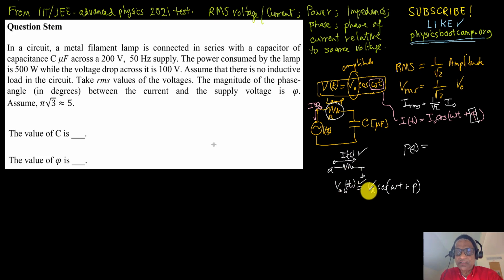So across the resistor, the power will be the product of these two, I of t times VAB of t. Now when we say power in this kind of situation, that's average power. This is not a function of time, whereas instantaneous power is a function of time. So when somebody says something like power consumed by the lamp, they mean average power consumed by the lamp. So we want a time average.